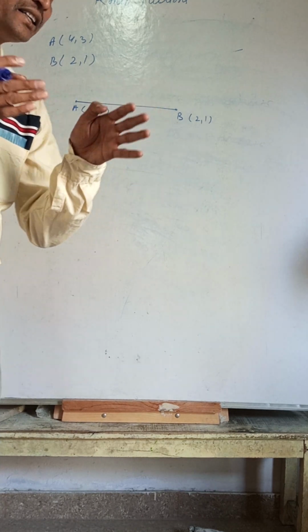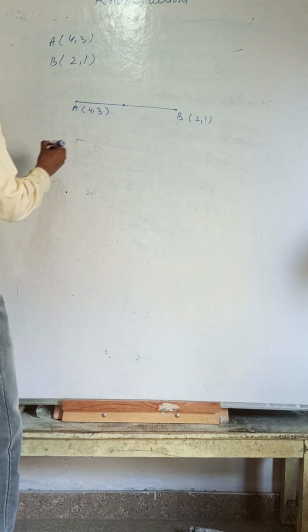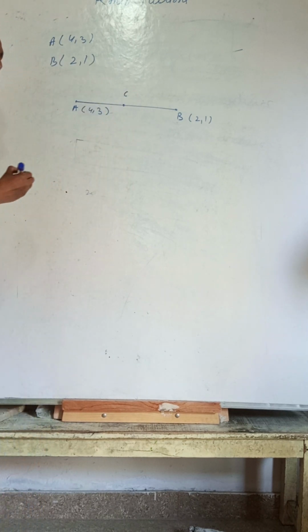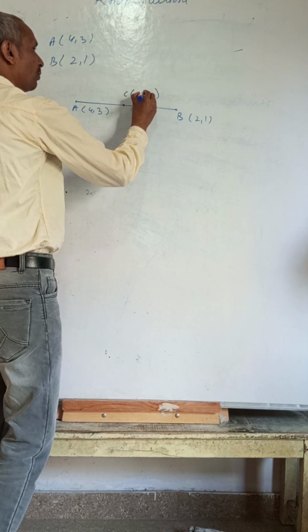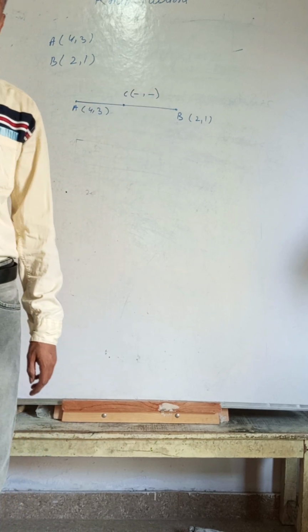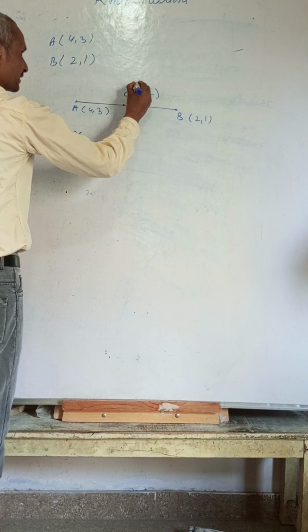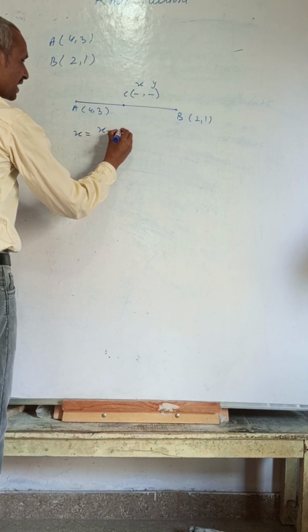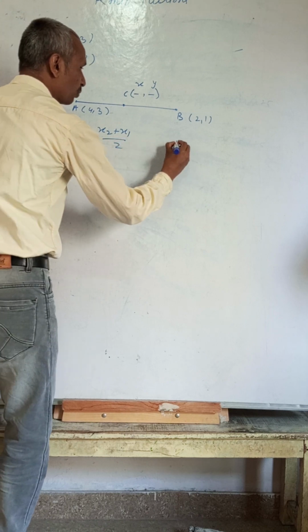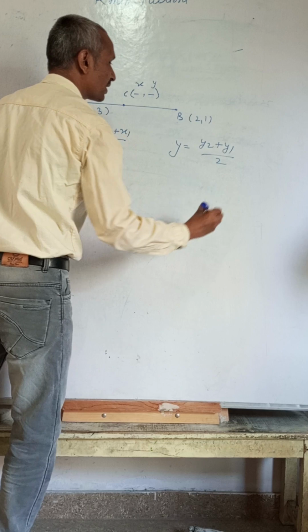Midpoint means the center of that line. Suppose this is the center, which I denote as C. We are going to find out the coordinates of C. There is a formula to find that midpoint, called the midpoint formula. Suppose that is x and that is y. x is equal to what? x2 plus x1 by 2, and y is equal to what? y2 plus y1 by 2.